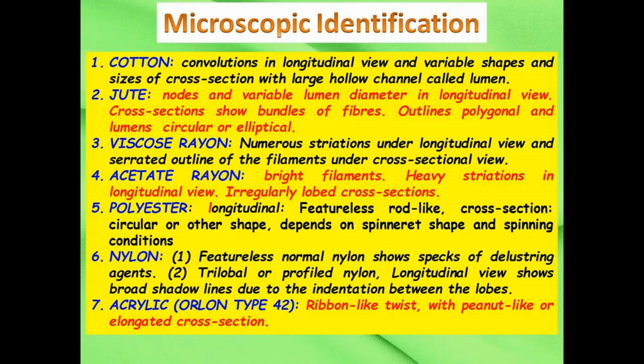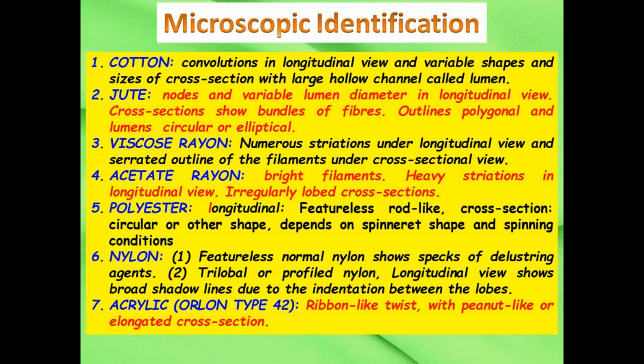Microscopic identification of textile fibers. Cotton: convolutions in longitudinal view and variable shapes and sizes of cross section with a large hollow channel called lumen. Jute: nodes and variable lumen diameter in longitudinal view. Cross section shows bundles of fiber. Outline of the cross section polygonal and lumen circular or elliptical.